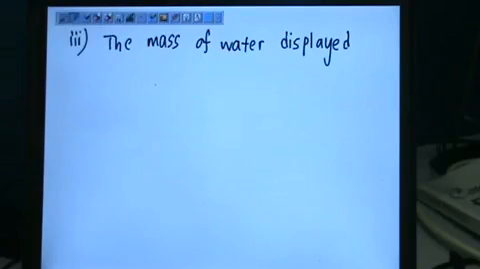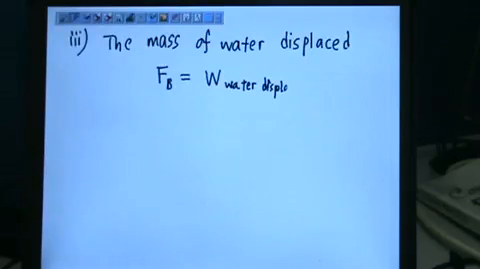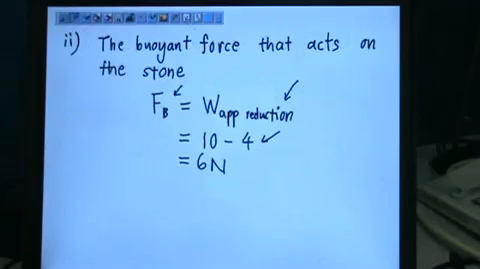They ask for the mass of the water being displaced. Sorry for the wrong spelling. Mass of the water being displaced. So basically, buoyant force is also equals to weight of the water being displaced. So you have the answer just now. The buoyant force 6 Newton.